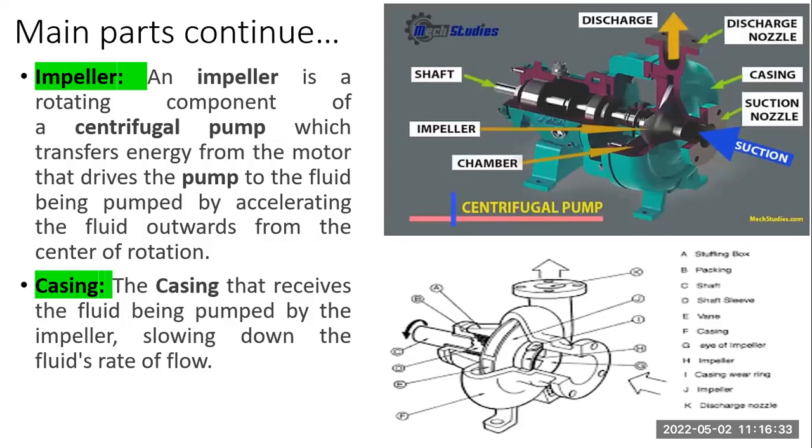Second part is casing. I have told you about casing earlier. It is the part which covers all parts of the hydraulic machine. Already I told you now. So in this casing, it receives the fluid being pumped by the impeller.